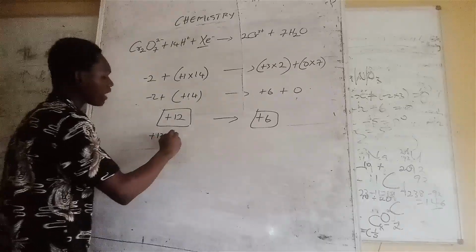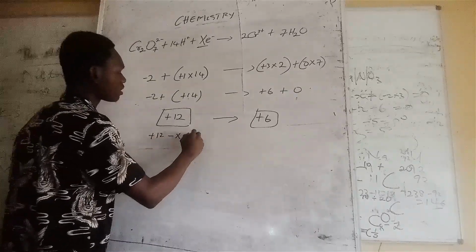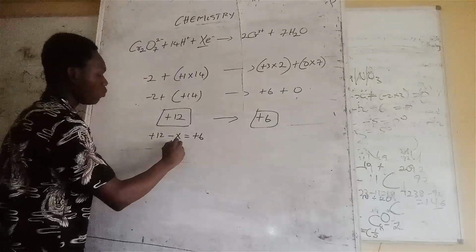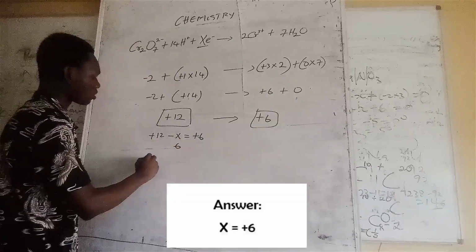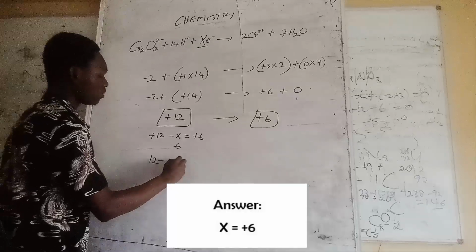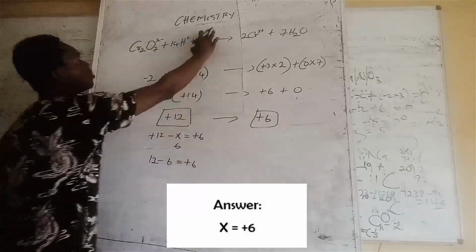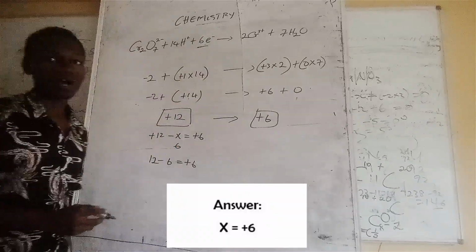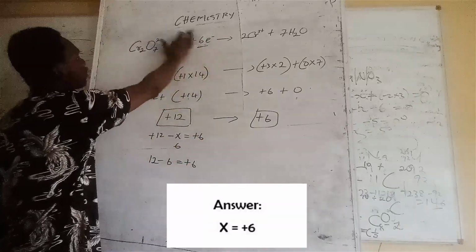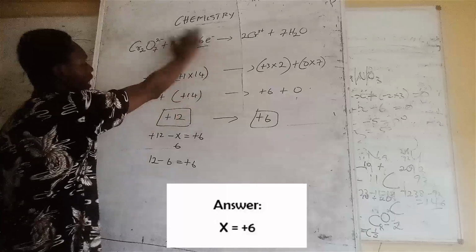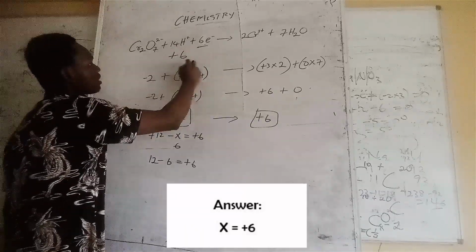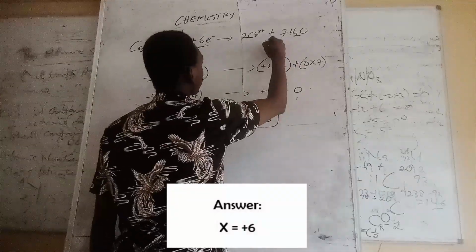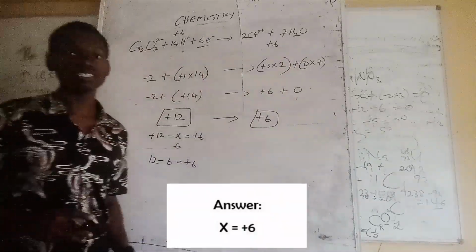+12 minus what will give us +6? So simply our x here will be 6, because 12 minus 6 gives us +6. So in summary, our x is going to be 6, because if you calculate all the charges on the reactant side, it gives us +6, and the charges on the product side will also give us +6.